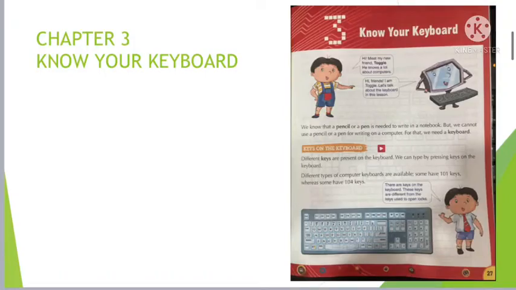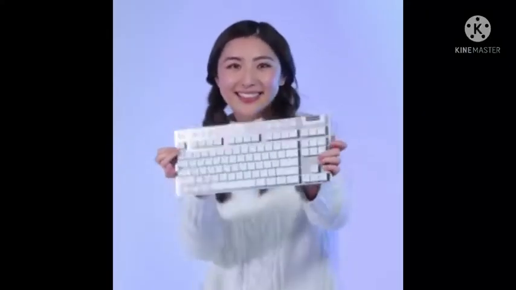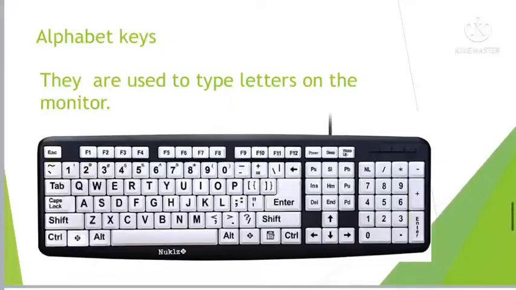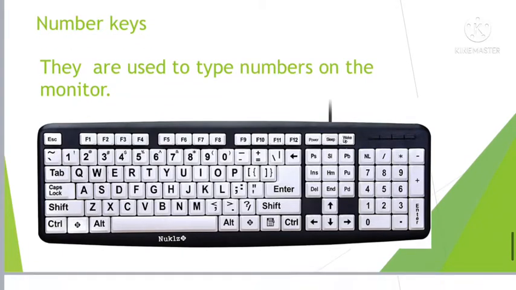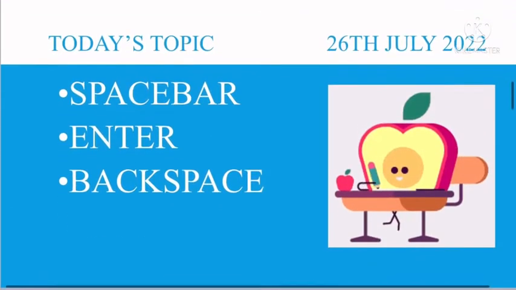So we are still on chapter number 3, Know Your Keyboard from the book, where we're going to learn all about the different keys on the keyboard. We learned last week, a quick revision. We learned about alphabet keys, which are used to type letters and words. We learned about number keys, which are used to type numbers. And we also learned that a keyboard usually has 101 keys and some have 104 keys. So this week we are going to learn about the spacebar key, the enter key and the backspace key.